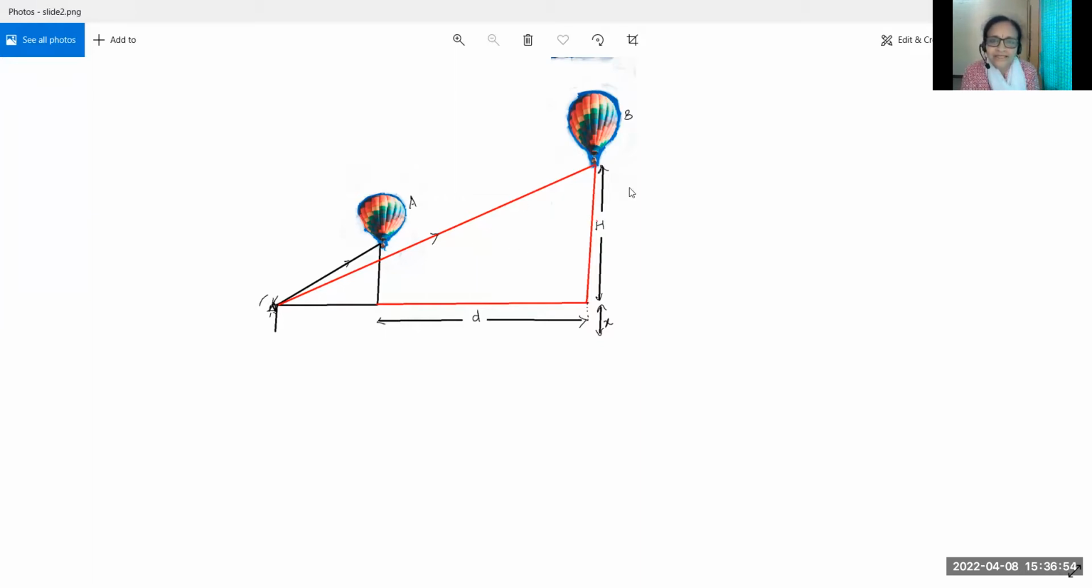Now, the question is, is it possible for the boy to measure the height of the balloon from the ground in the second instance? And is it possible to measure the distance between the two positions of the balloon in the horizontal plane? The answer to both is yes. Using trigonometry, we can very well do it.